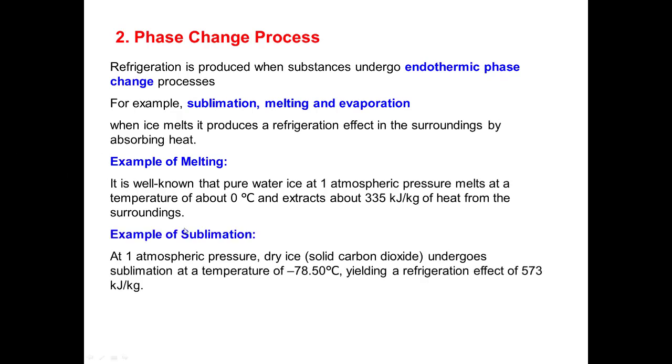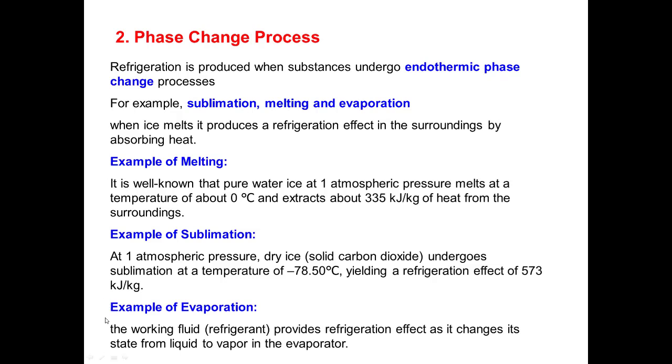Similarly, we have the example of sublimation. Let's say we have a solid, dry ice, which we also call solid carbon dioxide. When it undergoes sublimation at a temperature of minus 78.5 degrees centigrade, it gives a refrigeration effect of 573 kilojoules per kg.